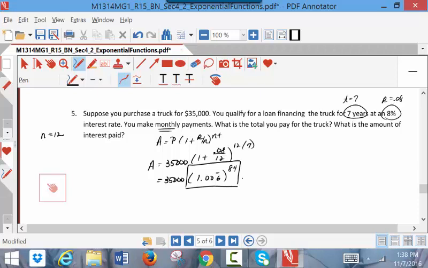Hold on, that came out a little different. What did y'all get when you took 0.08 divided by 12? Did y'all get 0.96? Okay, what did I do wrong here? Oh, okay, I did something wrong. So that's right. You're going to take that 0.00666666 on your calculator, add 1 to it. So now you have 1.00666666. Take that to the power of 84, and then times 35,000. And then you'll find out what you pay for your truck.